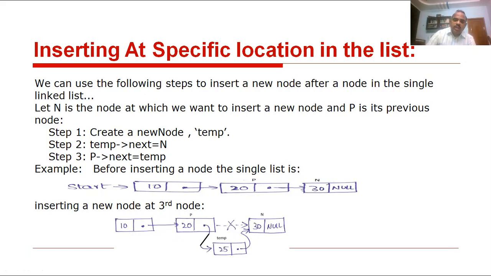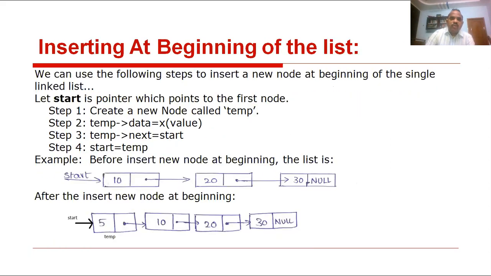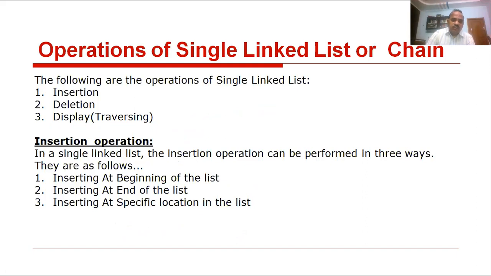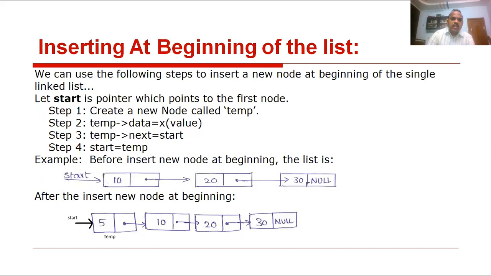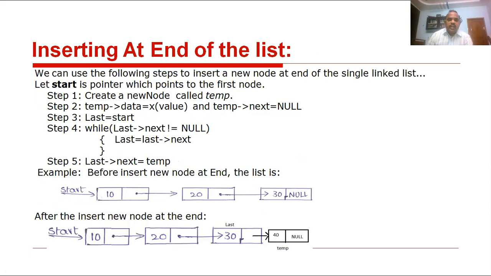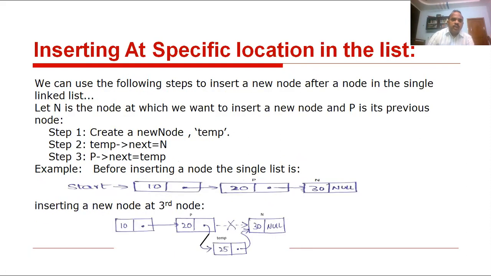Okay, then how many operations in a single linked list? Insert operations: three ways we can insert an element into the single linked list. The first one is inserting at the beginning of the list, the second one is inserting at the end of the list, and the third is inserting at a specific location in the list. Clear? This is an example of inserting at the beginning, this is an example of inserting at the end, and this is an example of inserting at any specific location in the list. Clear?